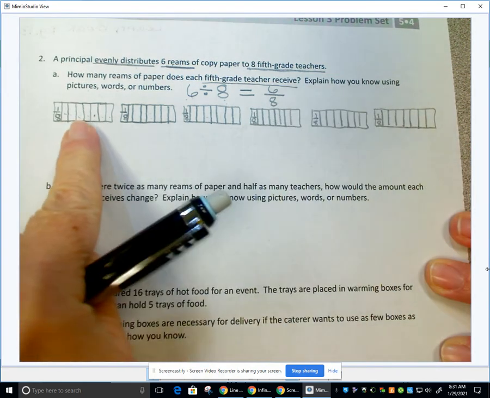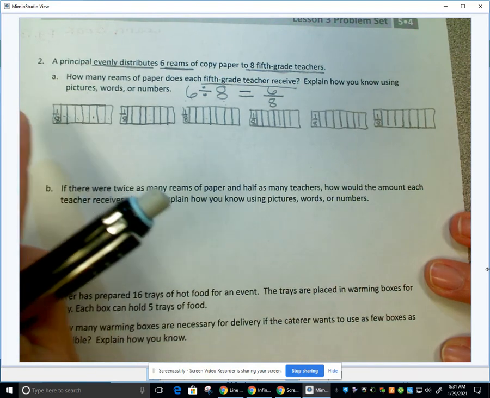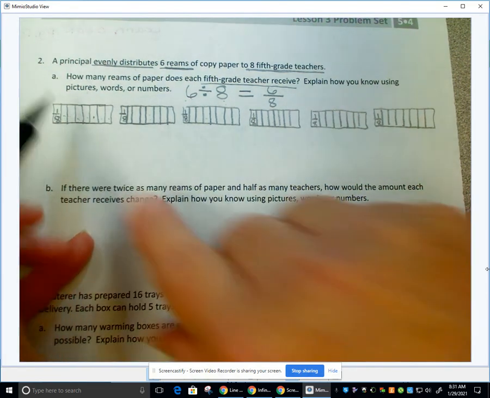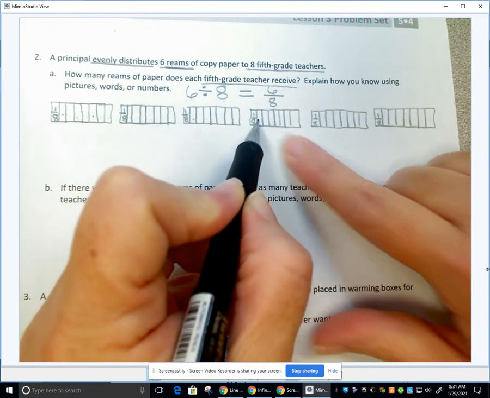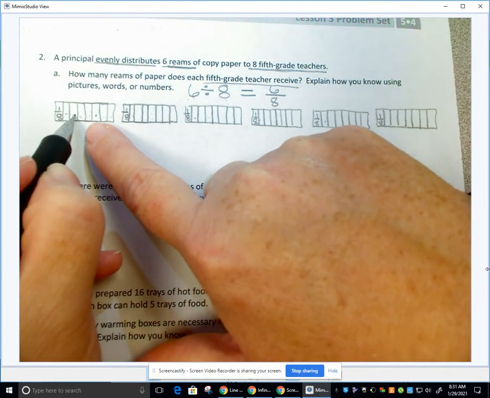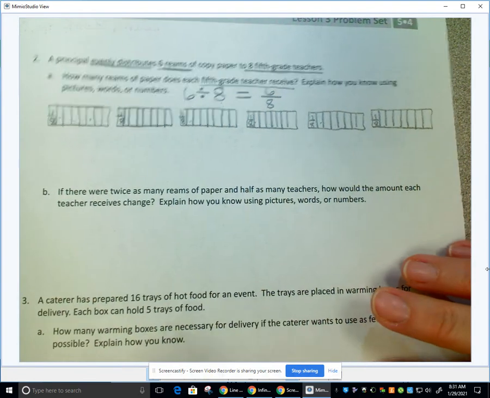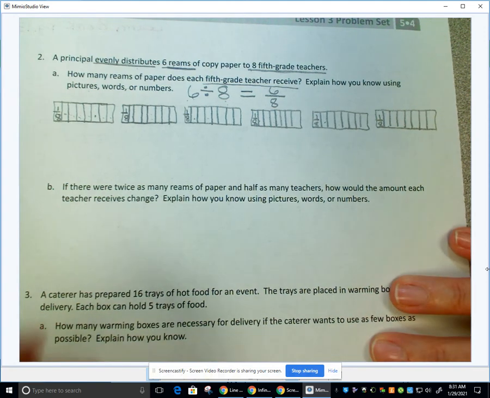Because each one's in 8 pieces. So he divided the reams into eighths. So one teacher gets this part. The second teacher would get this one, then this one, then this one, then this one, then this one, and this one. And the third teacher would get this one, and so on. So let's just use teacher 1 because whatever teacher 1 gets, that's the amount all of the teachers will get.